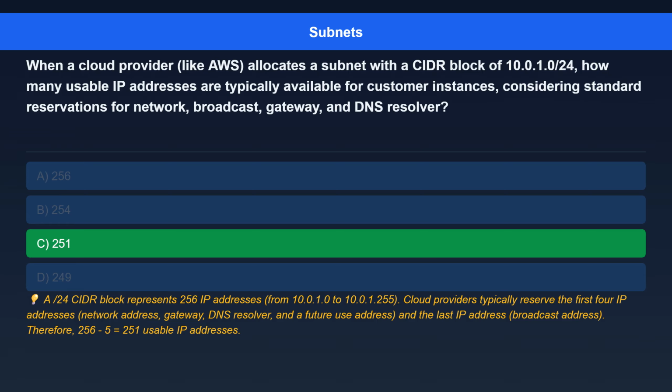The correct answer is 251. Here's the explanation. A /24 CIDR block represents 256 IP addresses, from 10.0.1.0 to 10.0.1.255. Cloud providers typically reserve the first 4 IP addresses: network address, gateway, DNS resolver, and a future use address, and the last IP address, broadcast address. Therefore, 256 minus 5 equals 251 usable IP addresses.